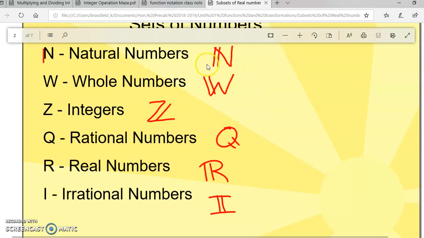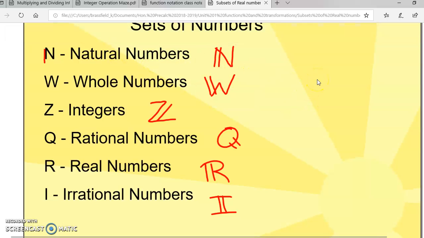A natural number is what I like to call a counting number. So it's anything we can count. We cannot count 0 things. So it would start at 1. So your natural numbers are 1, 2, 3, 4, 5, 6, and so on. There are no decimals. We can't count 0.4576 of something. So natural numbers are just anything you can count.